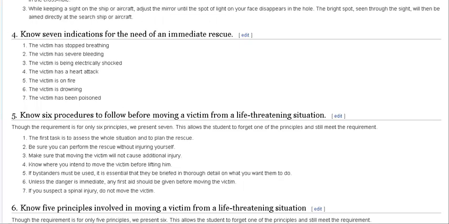Alright, guys. Indications for the need for immediate rescue. This seems obvious. You can see when someone is in trouble. Know six procedures to follow before moving a victim from a life-threatening situation.